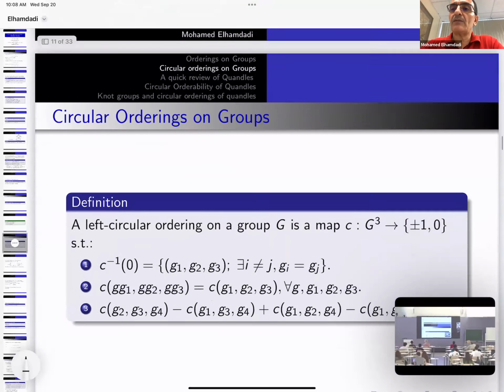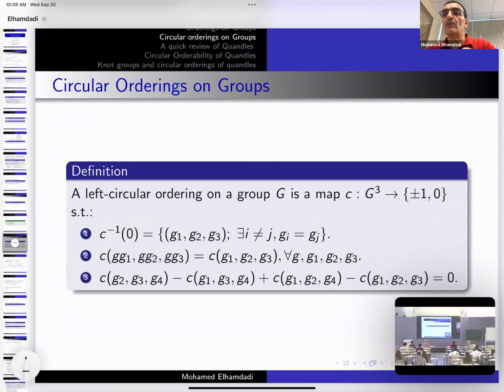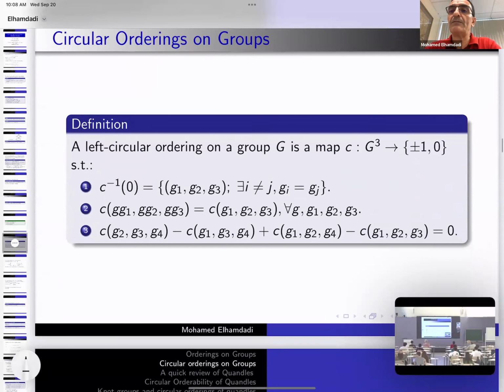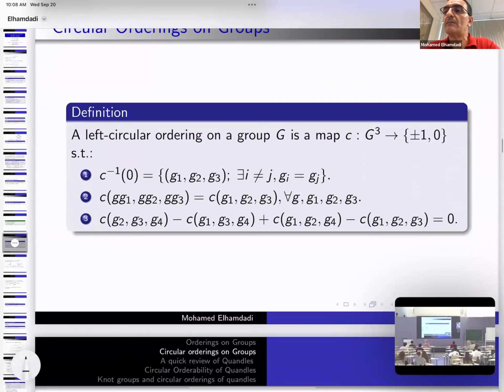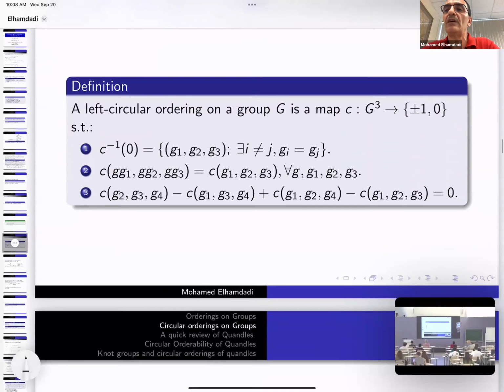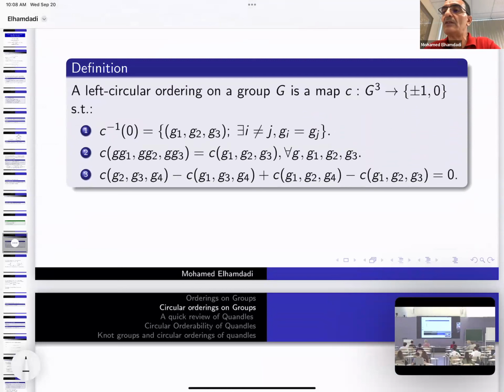Okay, now let's talk about circular orderability on groups. A group G is called left circular orderable if you have a mapping C from G^3 to {+1, -1, 0} with these three conditions. C(x, y, z) is zero if and only if two elements are equal. It is left invariant. And it satisfies the last condition, which is the cocycle condition.